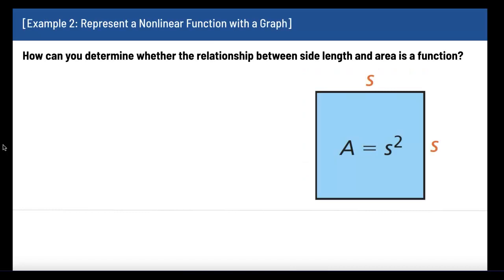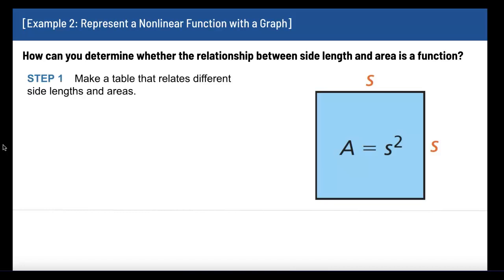In example 2, we are going to look at representing nonlinear functions with a graph. So how can you determine whether a relationship between side length and area is a function? Well, when we say between side length and area, we're thinking about a square. We want to look at the side lengths and the area of a square to figure out if those are a function of each other.